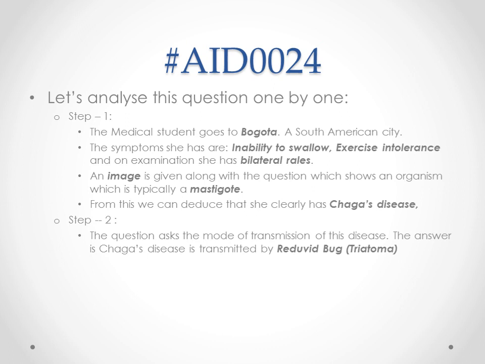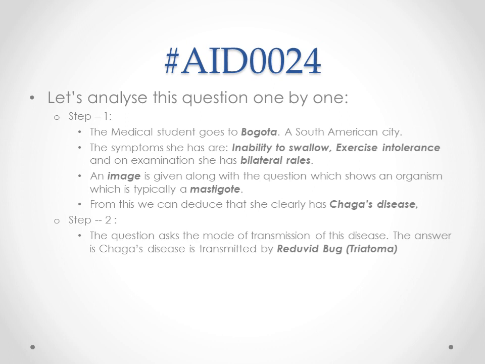This is a two-step question. The first step involves the diagnosis and the second step involves the vector. So the first step, the main clue for this entire question is the image. The image which was shown in the previous section was of a typical mastigote. Apart from that, the other clues include the medical student went to Bogota.